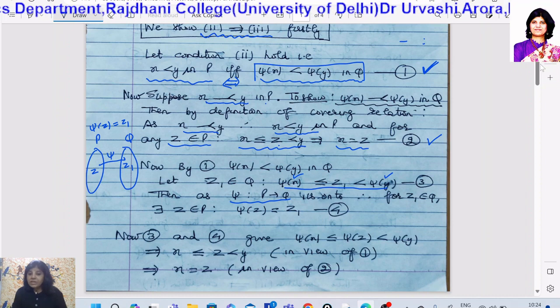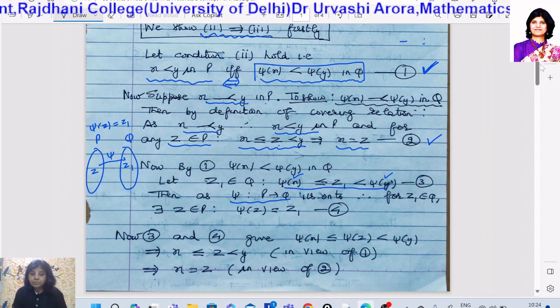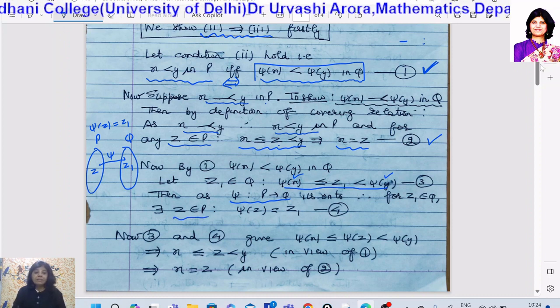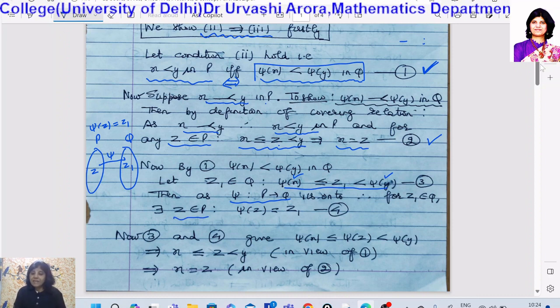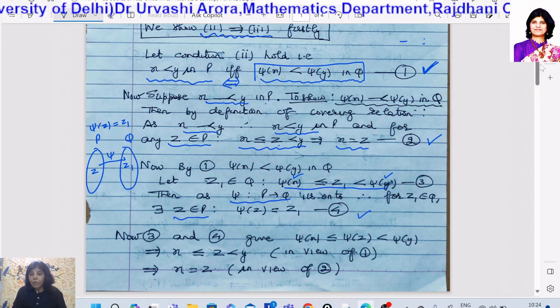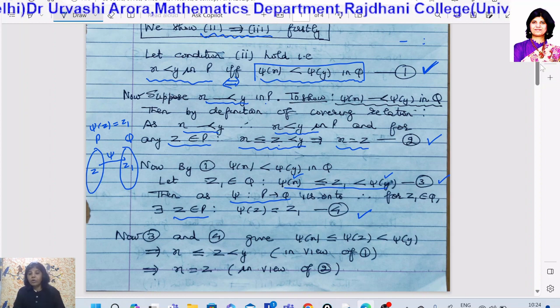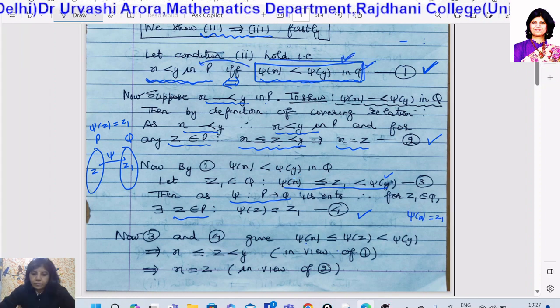So because psi is onto, for z1 belonging to Q, we must be able to find some z belonging to P such that psi z is equal to z1. I've marked this as 4. So we have 3 things, 1, 2, 3, this relation, and the 4th relation which we have got now, which is psi z is equal to z1.